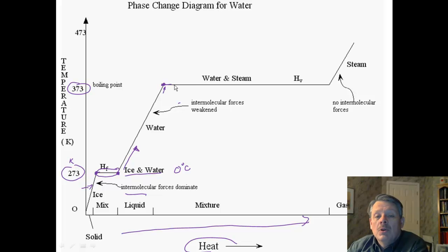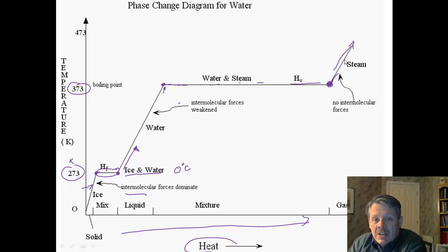And it boils, and it boils, and finally, all of the water has boiled off. And so now what you do is you take that steam that boiled off and you keep heating it up, all right? And the temperature of your steam goes up, right? This is called the phase change diagram for water.